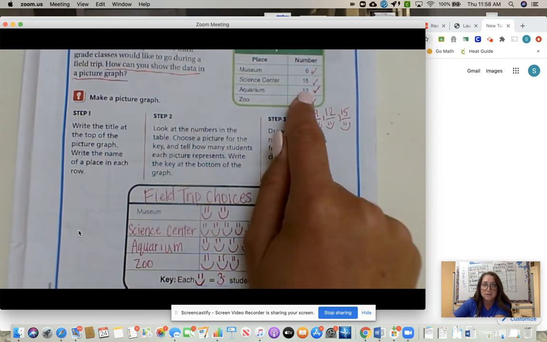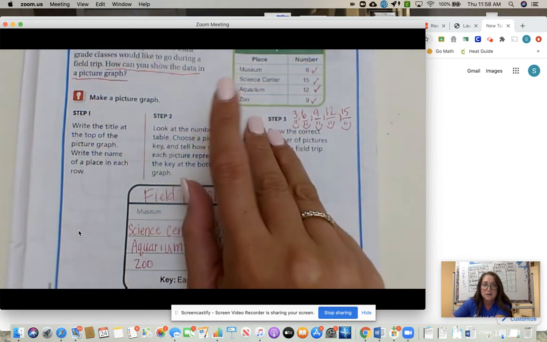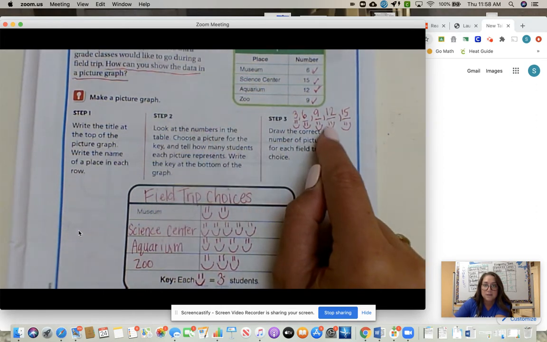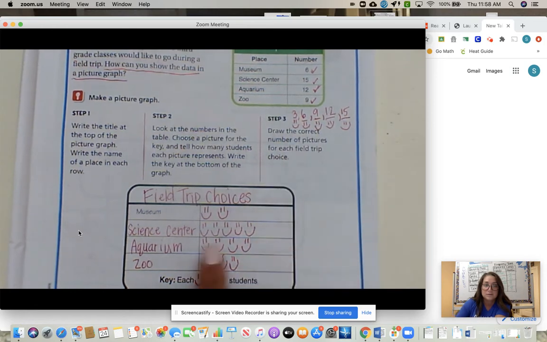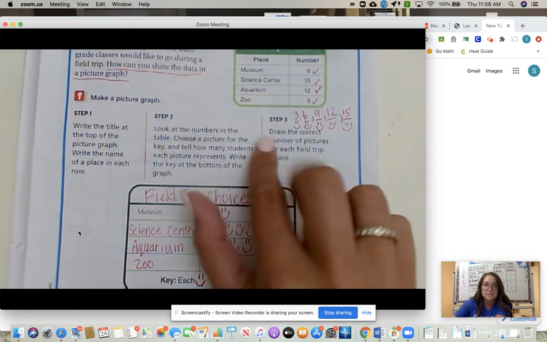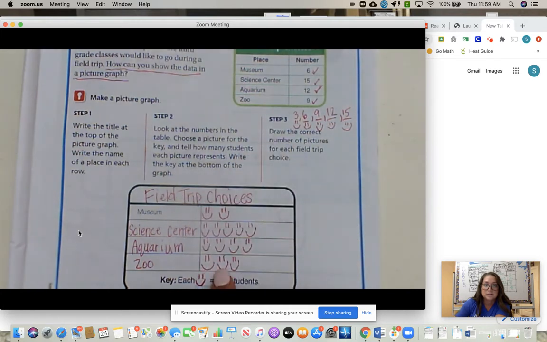Aquarium, 12. 3, 6, 9, 12. That's 4. 1, 2, 3, 4. And zoo, 9. So 3, 6, 9. That's 3 pictures. 1, 2, 3.